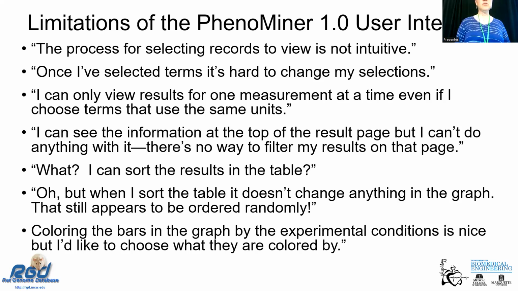What? I can sort the results of that table? Oh, but when I sort the table, it doesn't change anything in the graph. That still appears to be ordered randomly. And coloring the bars in the graph by experimental condition is nice, but I'd like to choose what they're colored by.